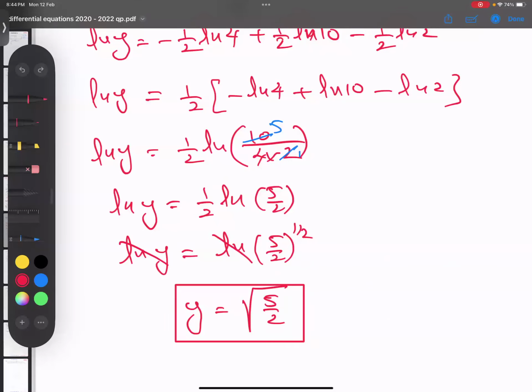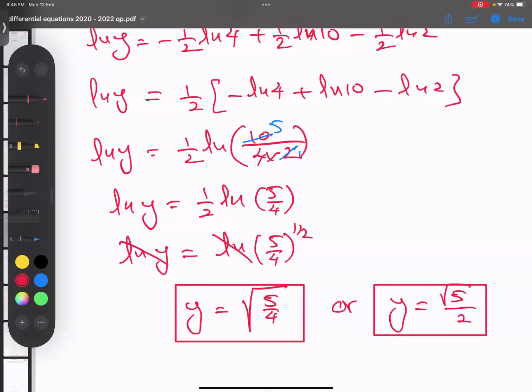Yes students, one mistake is there: 4 is there, not 2. So this is a 4, and there's a 4, and there's a 4, and that is the only mistake. So we have to write like this, or we have another format: root of 5 separate, root of 4 separate. Root of 5 remains the same, root of 4 gives you 2. I hope both answers are acceptable. The question is completely over now.